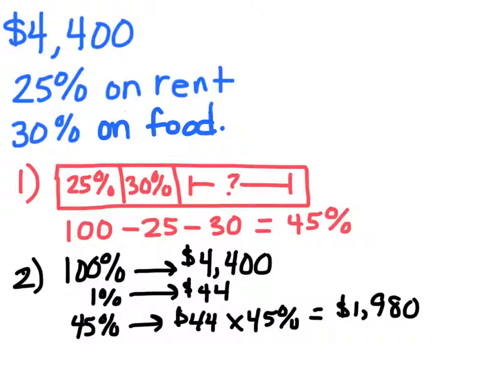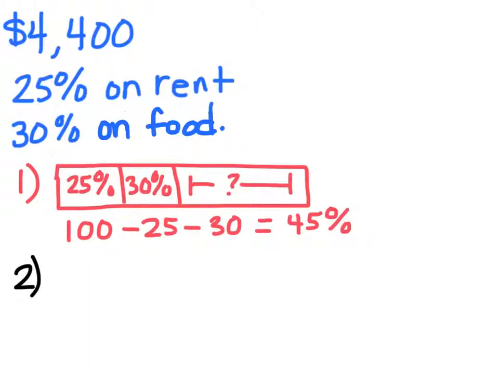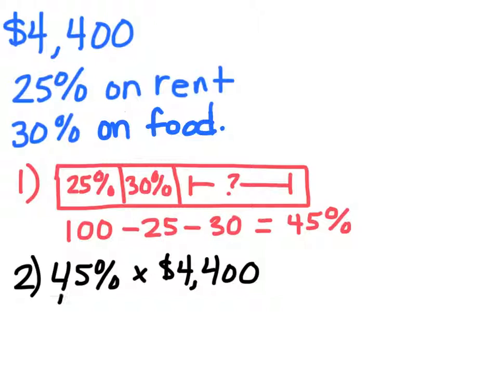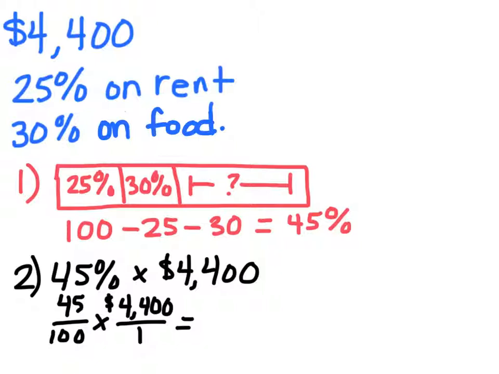Let's work that problem using method 2. In method 2, we want to solve for 45% of, code for times, $4,400. Now we simply convert this to a fraction, 45 over 100 times 4,400. You can put that over 1 if it helps you remember what to multiply by what. We cross-reduce to have 1 and 44. 45 times $44 is equal to $1,980.